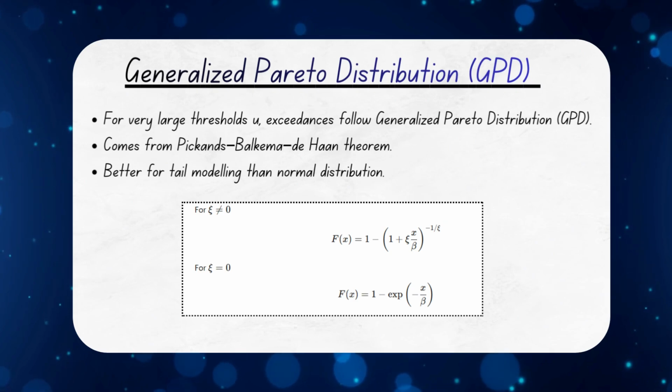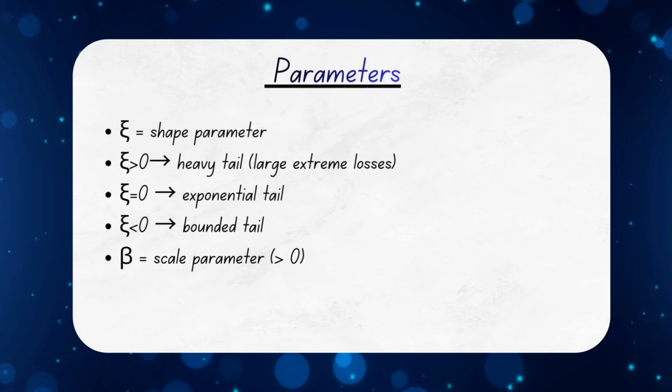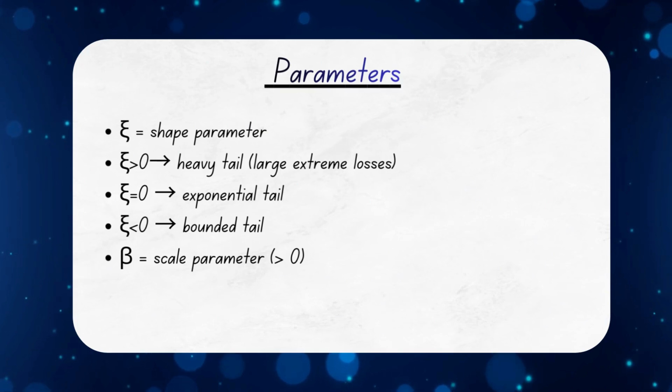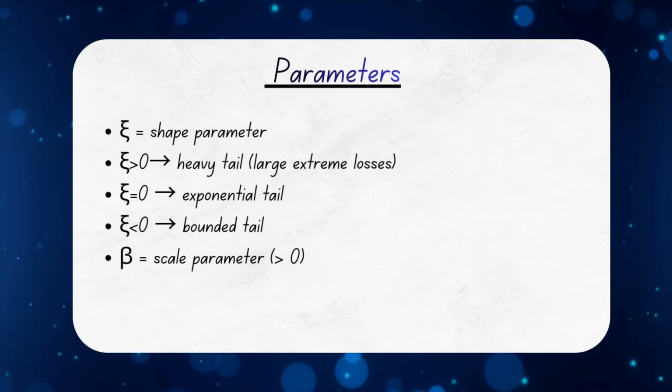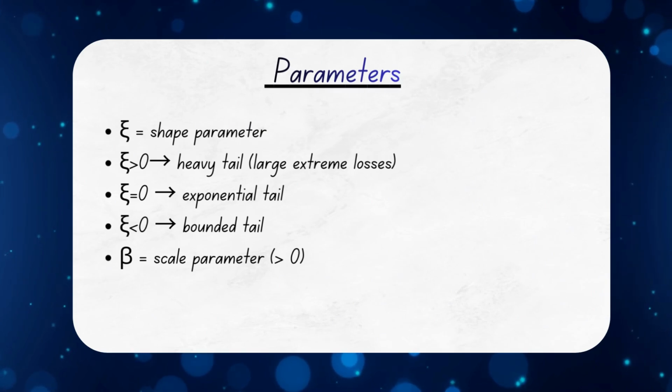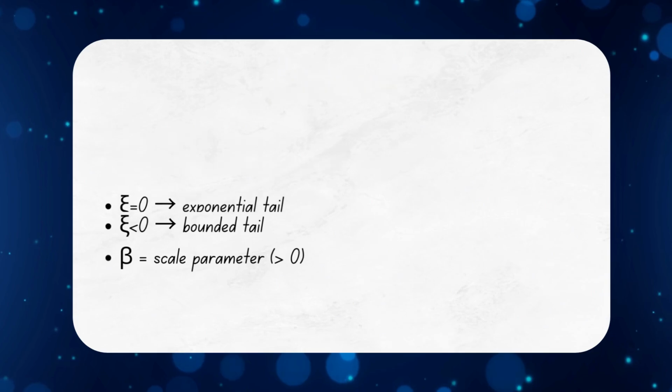The shape parameter ξ controls tail behavior. When ξ is greater than 0, the tail is heavy, meaning extreme losses can be very large. When ξ equals 0, the tail is exponential. When ξ is less than 0, the distribution has a bounded tail. The second parameter β is the scale parameter, and it must always be positive.